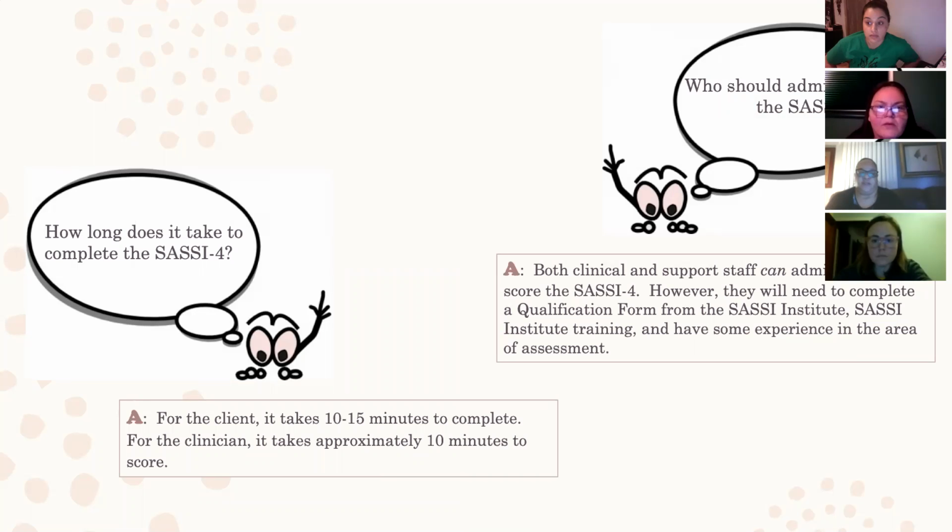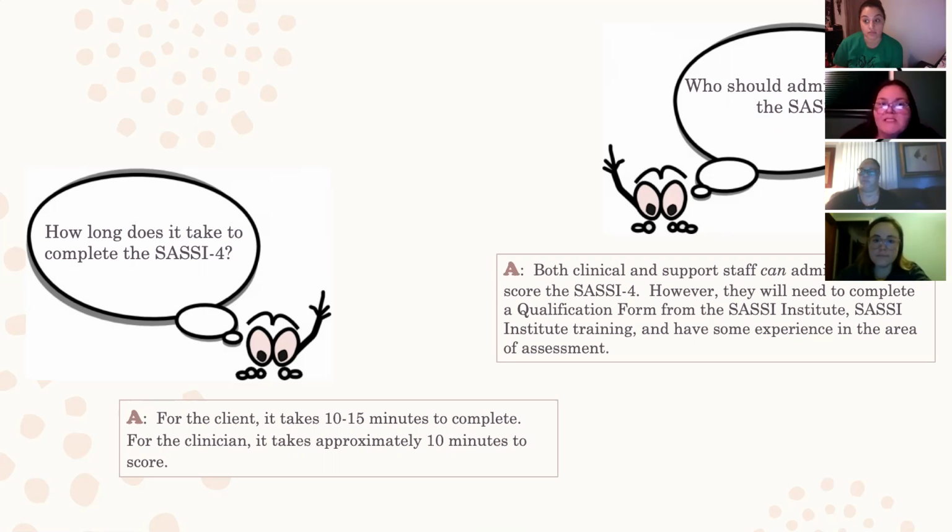And just to interject for a little bit, for those individuals that don't have a license or anything, there are additional questions in that particular qualification form that pertain directly to individuals that are not qualified professionally. And the qualification form that Michelle is talking about is available on the SASSI Institute website. Is that correct, Michelle? Yes, yes.